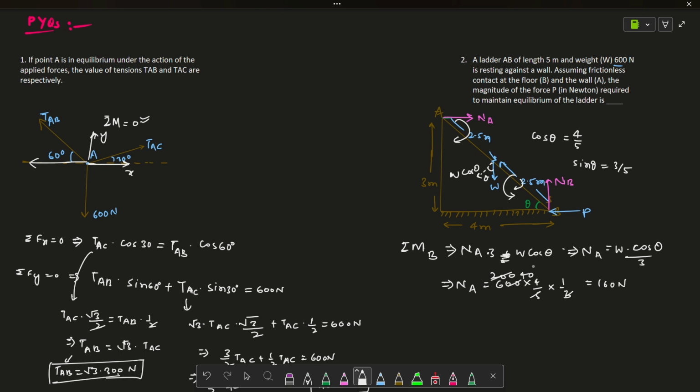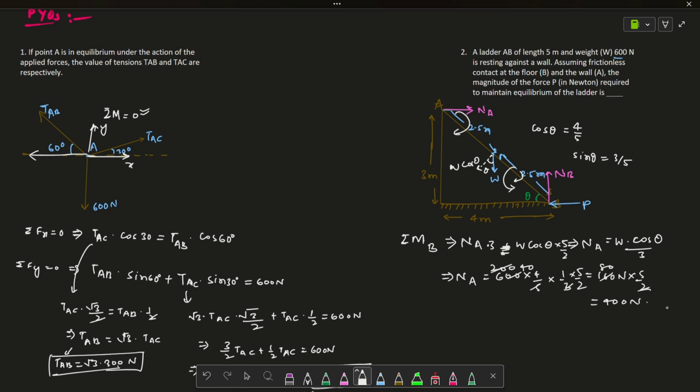Yeah, everything is right now. 3 into W cos, sorry, that's what I'm saying. Here as well 5 by 2 will come, right? 5 by 2, yeah, because 2.5 is the distance I'm taking. Okay, so it will be 280 Newton and 400 Newton.